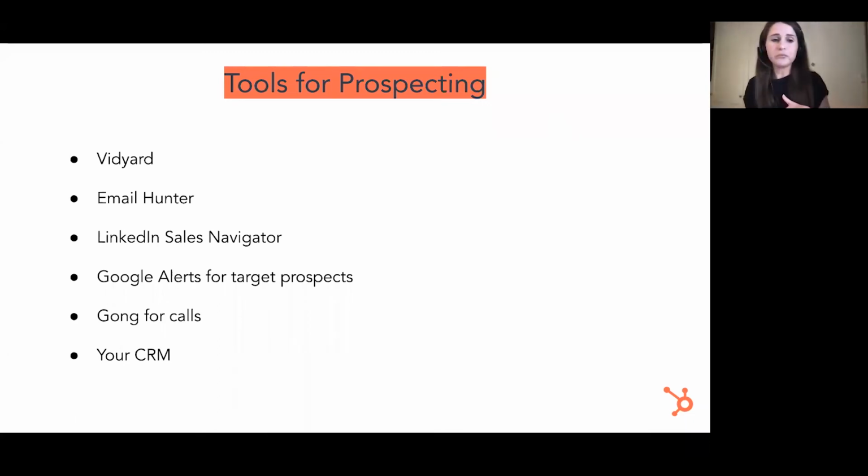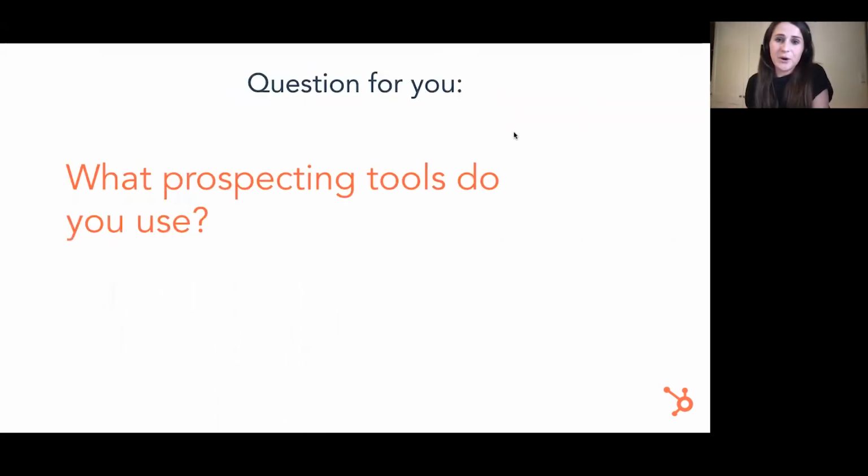And then your CRM. As I said, whether you use HubSpot or another CRM, being able to use those different tools for tracking contacts, tracking companies, using sequences, templates, all these things are really good enablement for your prospecting. So I'm just going to pause for a second. Those are some of the best practice tools that we'd use at HubSpot.